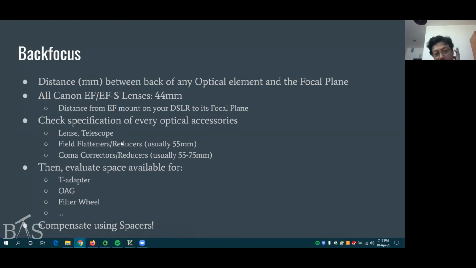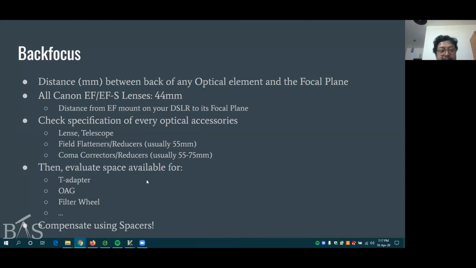When we buy different kinds of optical accessories, like we talked about, a focal reducer, a field flattener or a coma corrector, all of these will state in their specification what their back focus requirement is. A field flattener typically has 55 mm. Coma correctors usually vary between 55 to 75 mm.